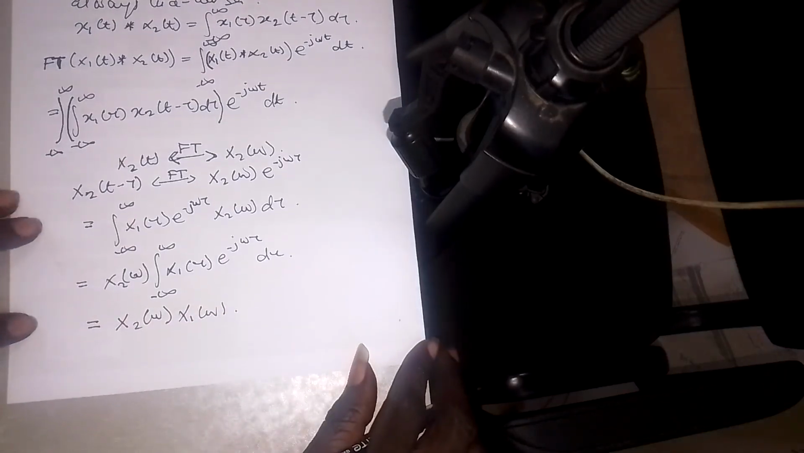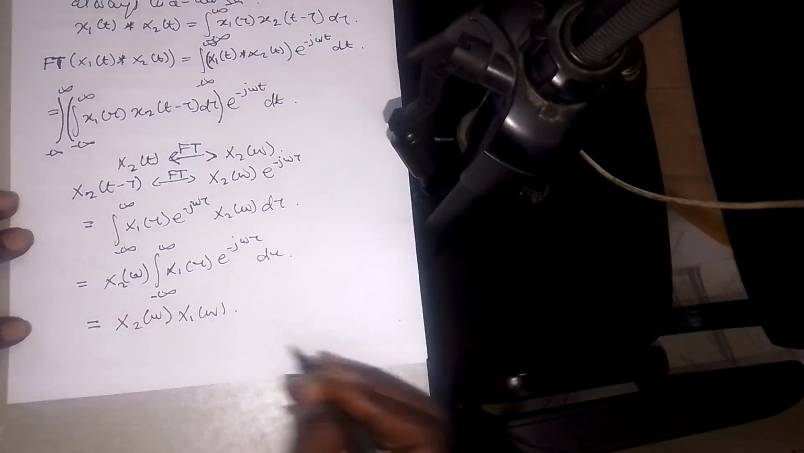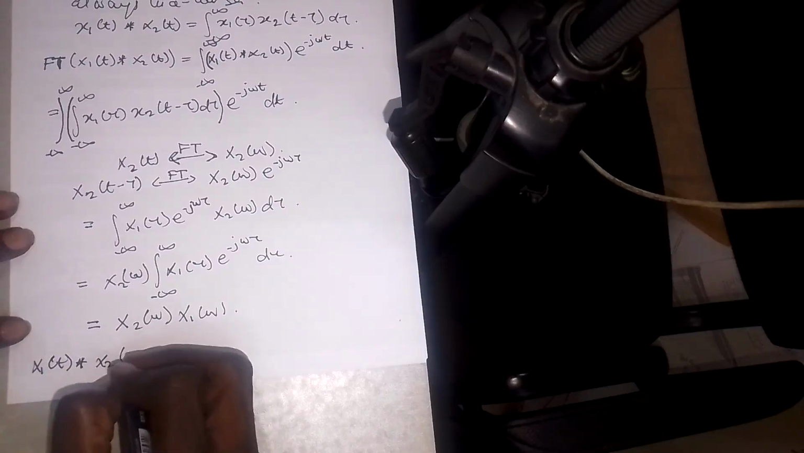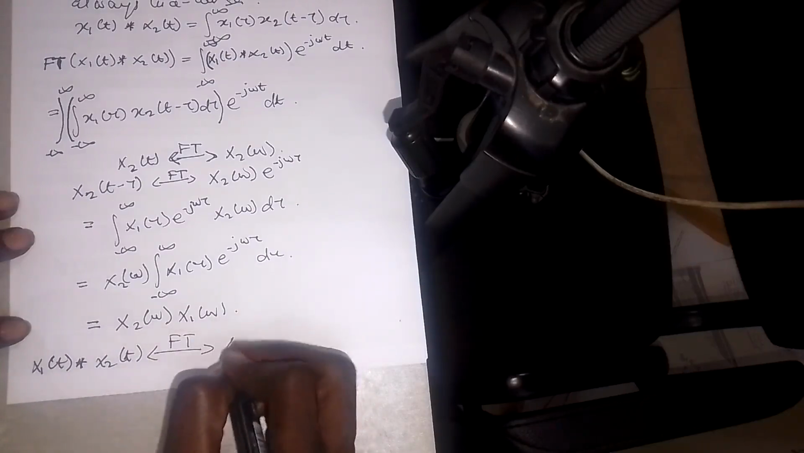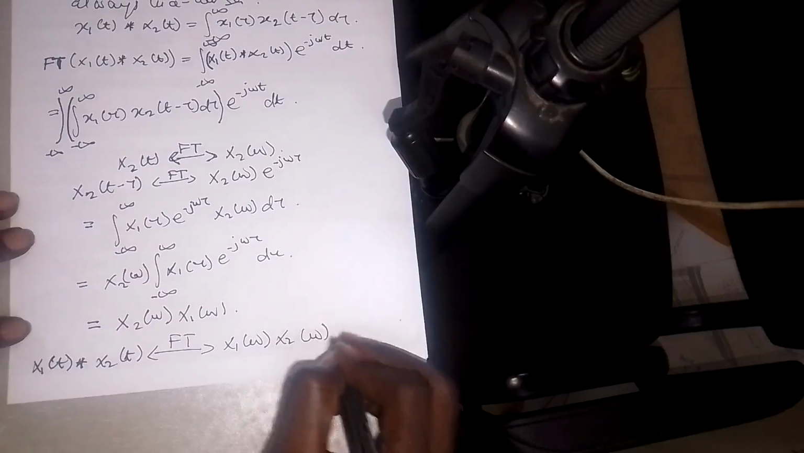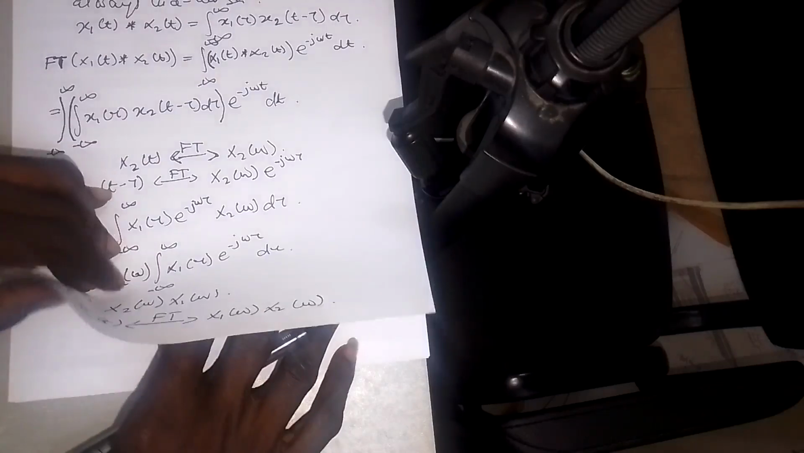So in this case, X1 of t convolved with X2 of t will give me the Fourier transform X1 of omega times X2 of omega. Alright, so this is the proof for the convolution property, when two signals are convolved.